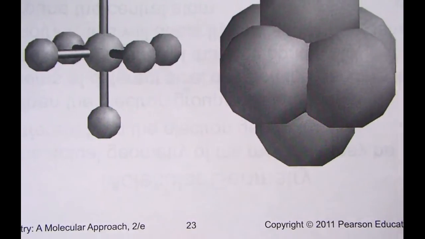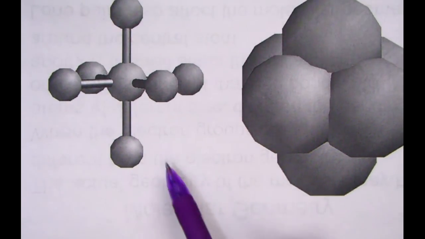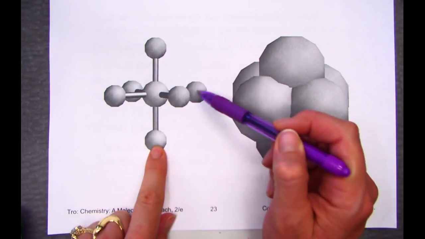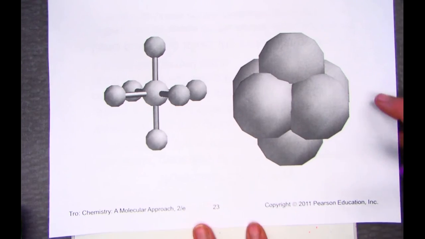Slide 23 shows yet another opportunity to visualize this with molecular models. Looking at sulfur in the center, two fluorines on top, and we can see the four positions around the equator, sulfur hexafluoride.